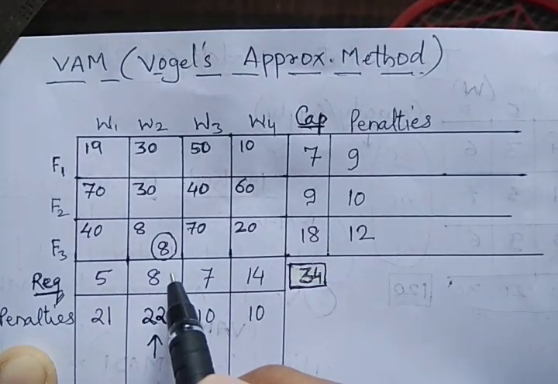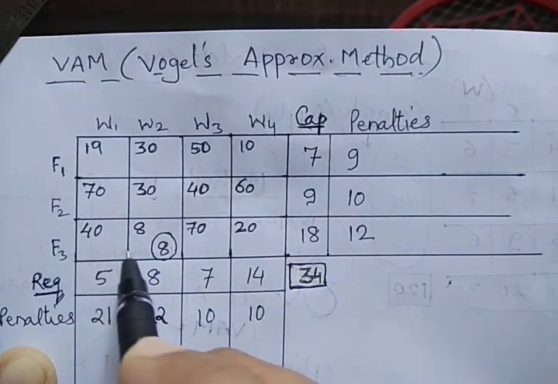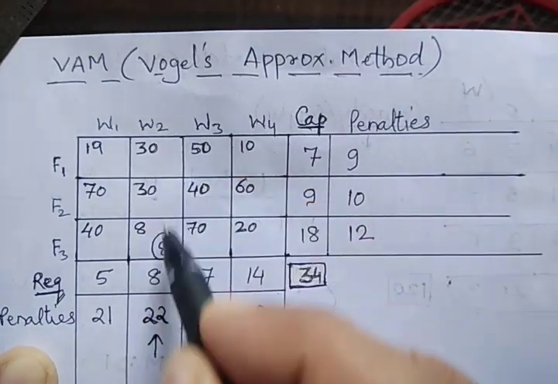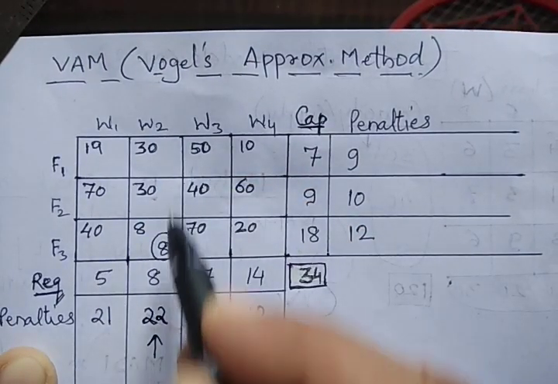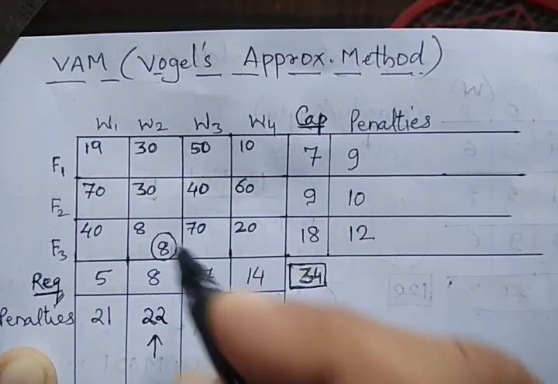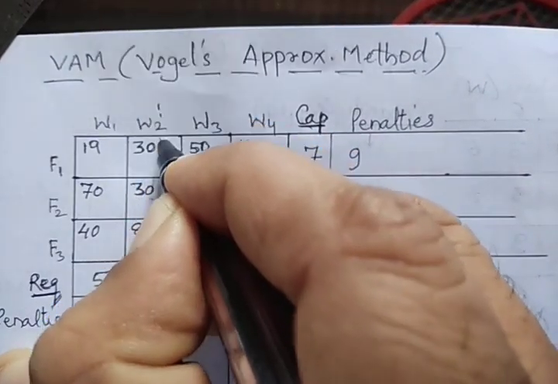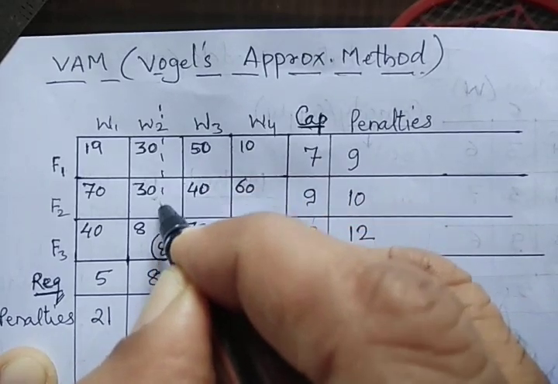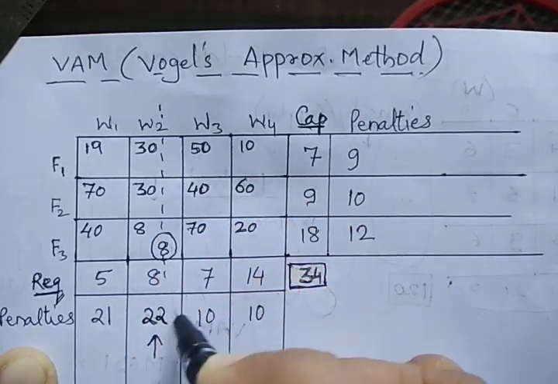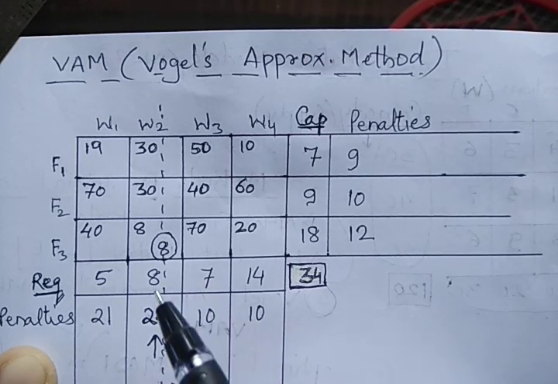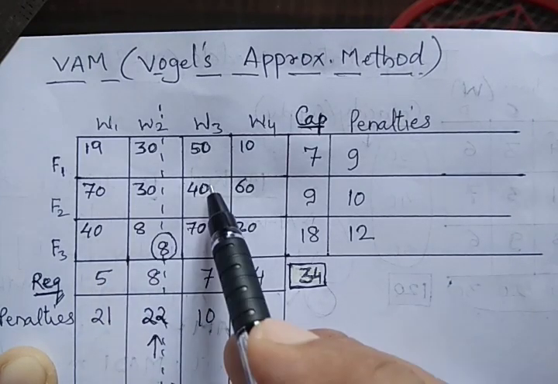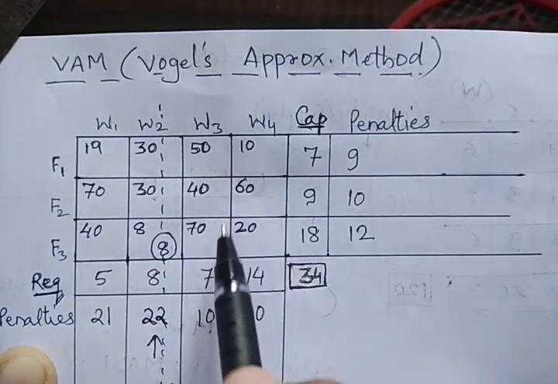After allocating the first one, see whether the row is satisfied or the column is satisfied. The row is not yet satisfied, here it is 18 and 8. The column is satisfied, 8 and 8. So by a dotted line you can delete this column, and you write here 'deleted first'. Now the remaining matrix is W1, W3, W4.